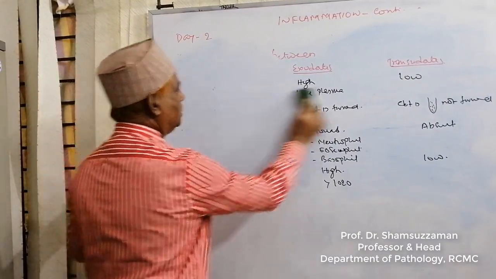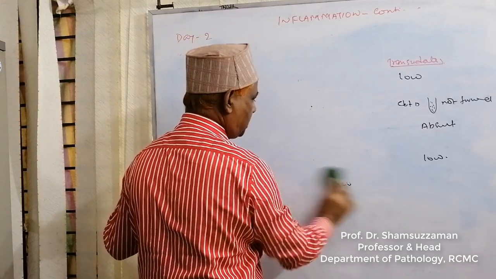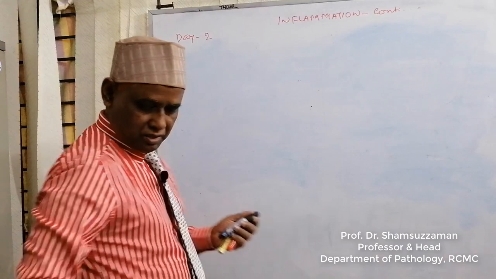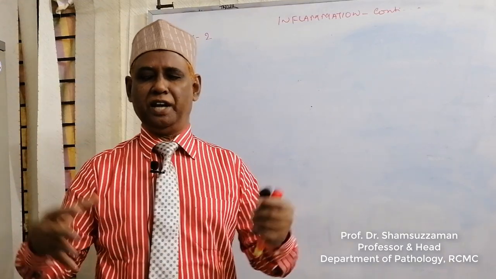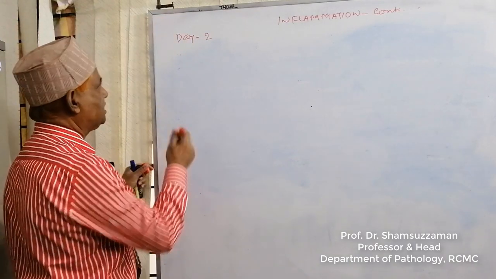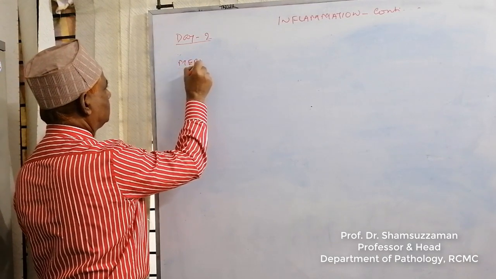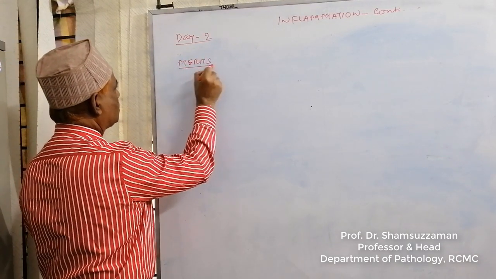Now come to the next topic, audience. We know at the site of acute inflammation there is formation of exudate. What are the merits and demerits of exudate? Now come to merits of exudate.